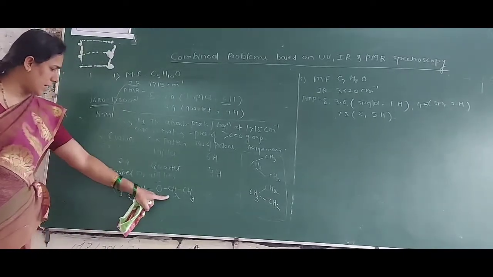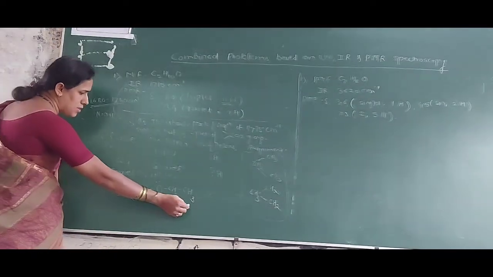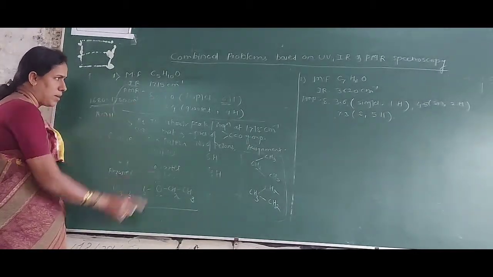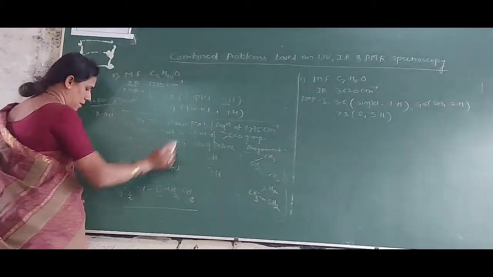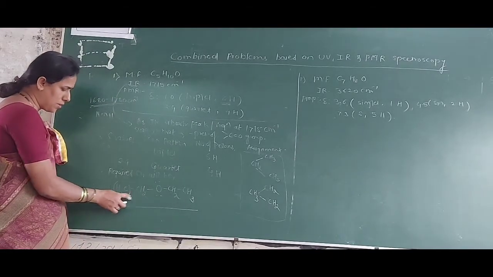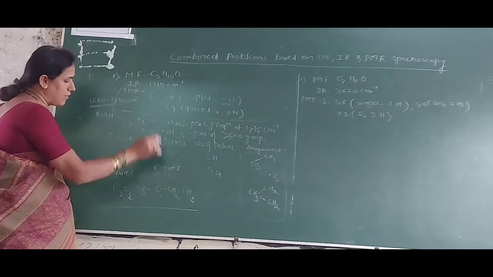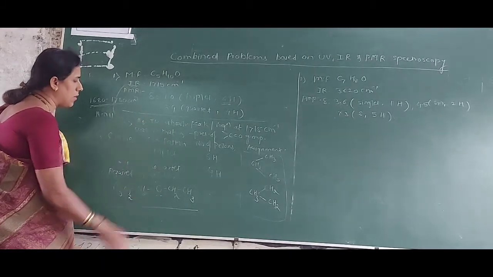Okay, at that time, what is the structure of this? According to our assignment, the first one is a triplet. Therefore this is the correct one. Now, divalent oxygen is present in between.